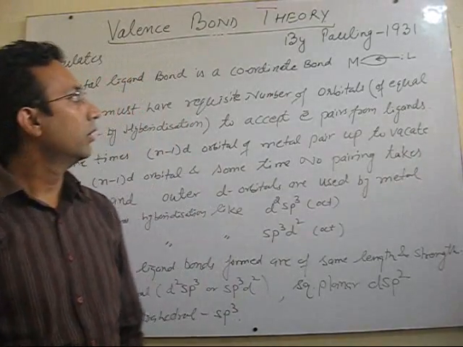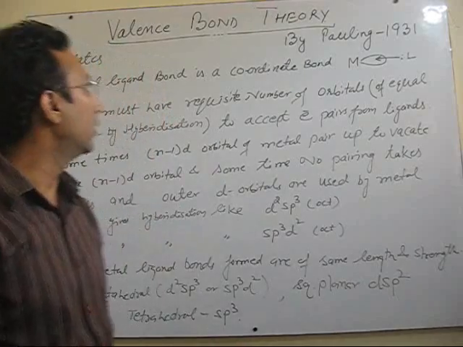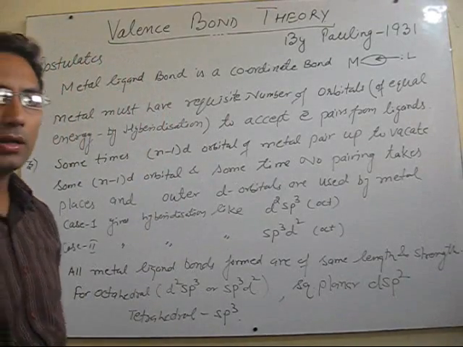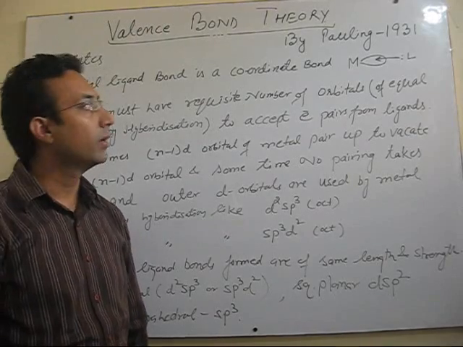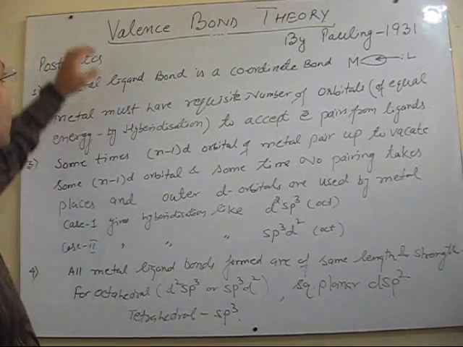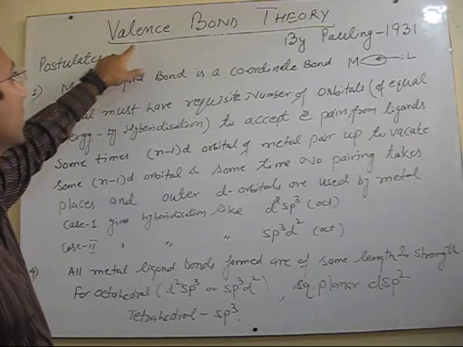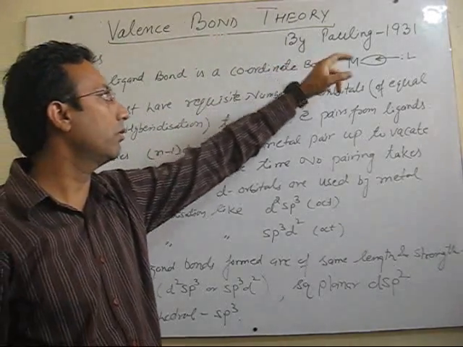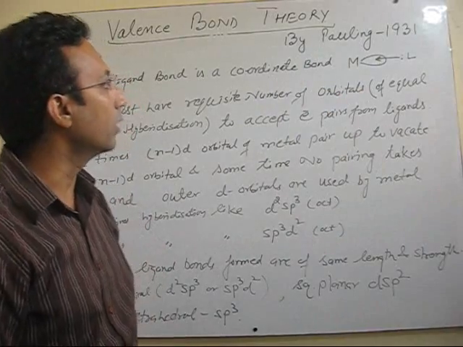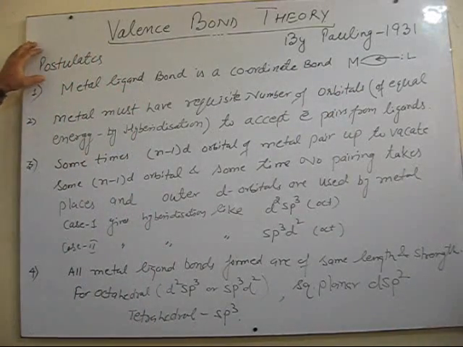Hello everyone. Now after completion of Werner's theory, we have last time discussed the limitations of Werner's theory, and now to overcome some of the limitations we'll start today with the new theory, valence bond theory. Now this theory was given by Pauling in 1931. I have mentioned some of the major postulates of this theory.